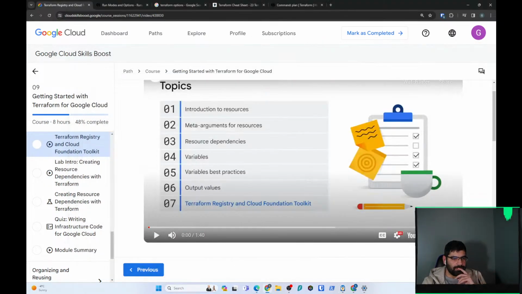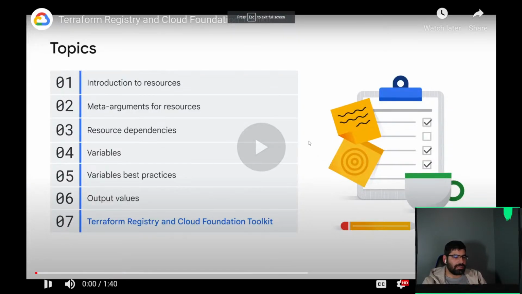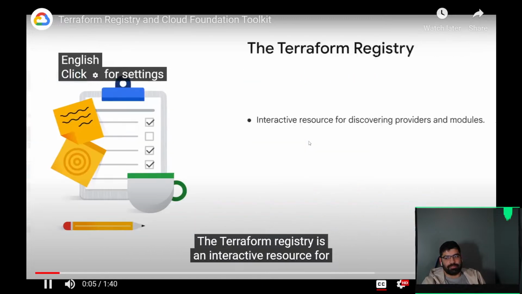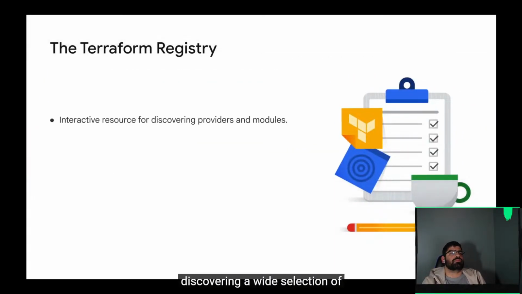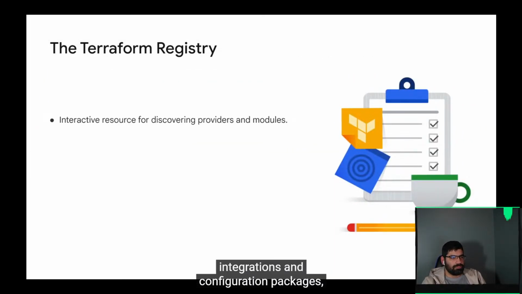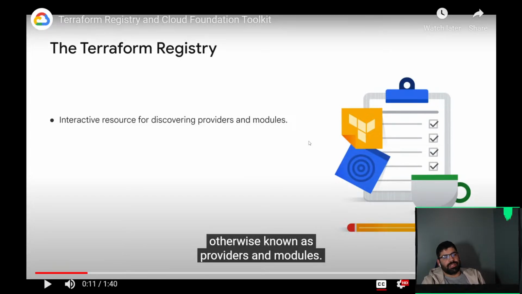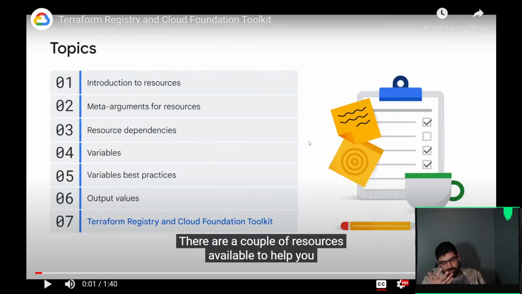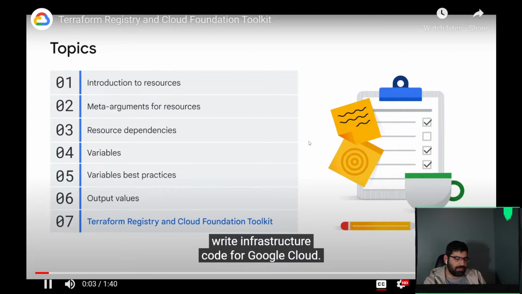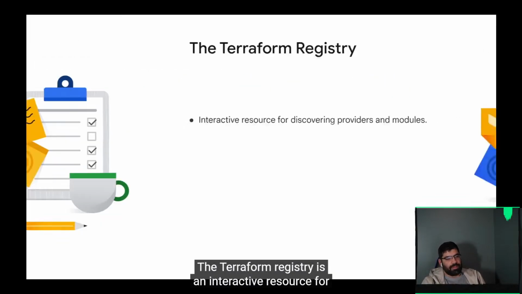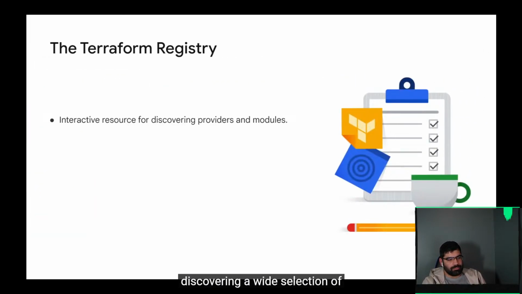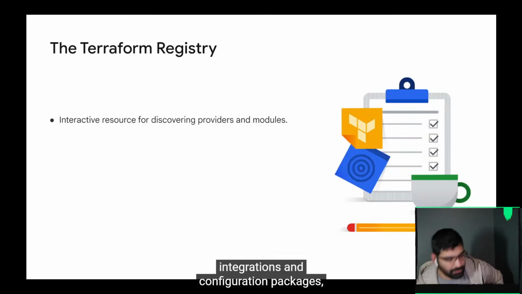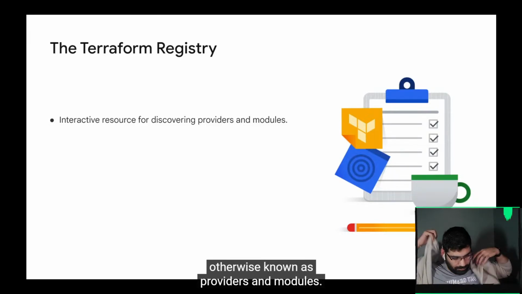Let's close this. Now we are talking about the last part: a couple of resources available to help you write infrastructure code for Google Cloud. The Terraform registry is an interactive resource for discovering a wide selection of integrations and configuration packages, otherwise known as providers and modules. The Terraform registry is like Docker registry. If you have not worked with Docker, think about it as the GitHub of Terraform.